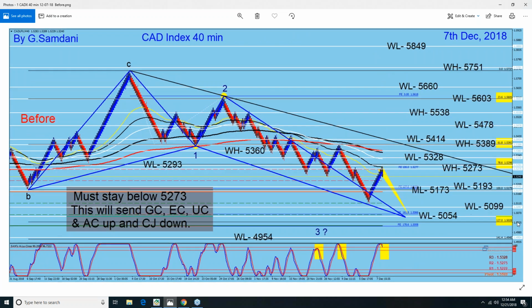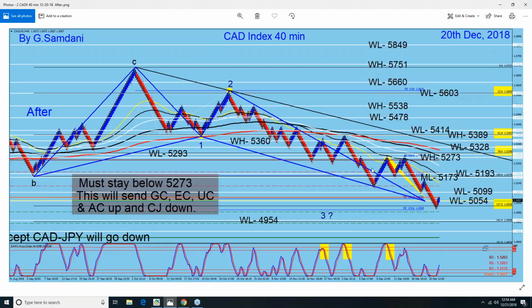Here it is. See, the target was 50.54 and 127. Right, so we achieved that. So did I take any of these trades according to what I said here, according to this chart? Let's go take a look.